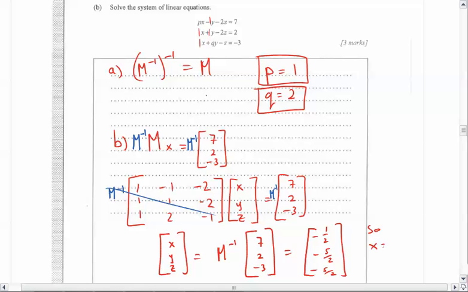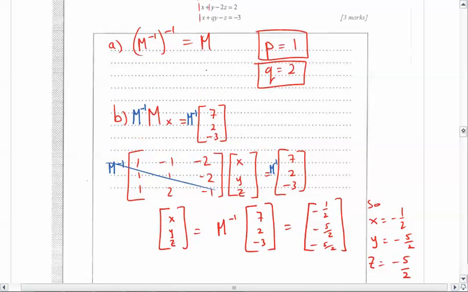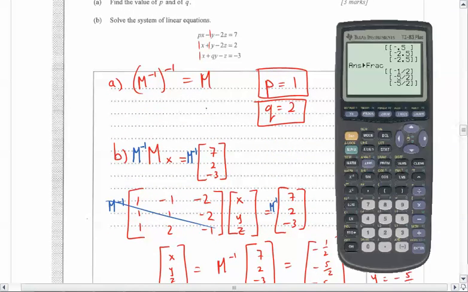So x is negative 1/2, y is negative 5/2, and z is negative 5/2. Not really sure about that answer perhaps, so I'm just going to go back and take my equations, and if I've got time at the end of the exam, I'll just plug it in.